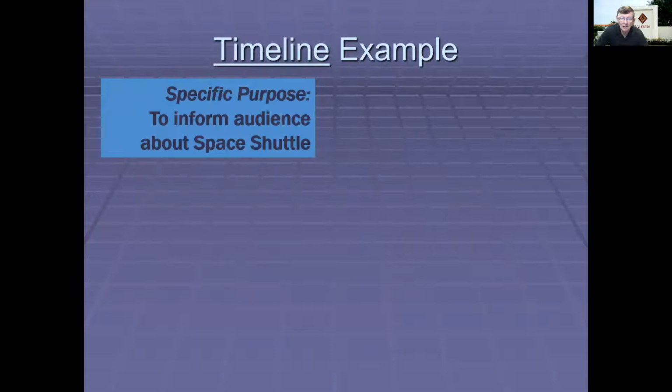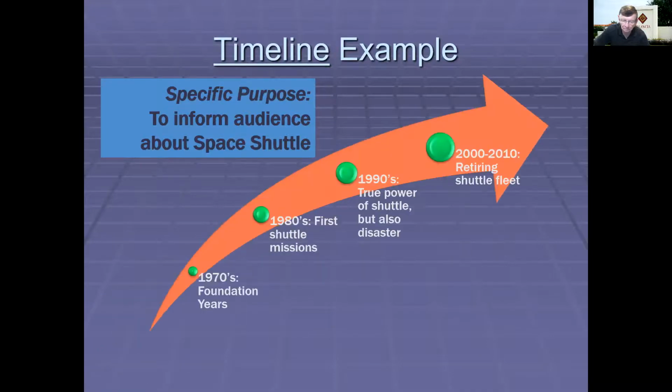All right. If it's a time order sequence, a time order category, then the next one would be a time sequence. And the specific purpose is to inform the audience about the Space Shuttle. You know, I'm not particularly admiring of that specific purpose. I don't think it's specific enough. Let's look at the example and then let's rewrite the specific purpose. Okay, in the 1970s, the foundation years, and then the 1980s, and then the 1990s, and then the 2000 to 2010. You can see that that's a timeline.